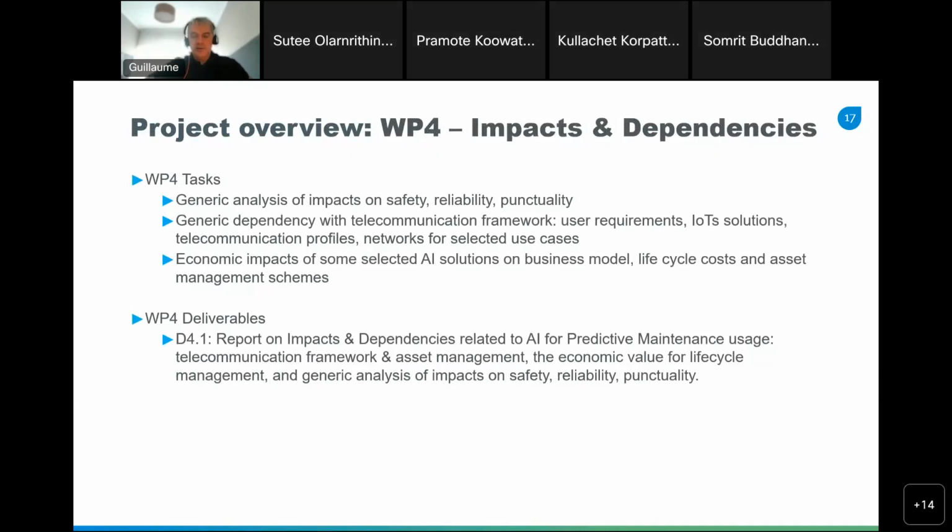And also, in addition to impact, we will discuss dependencies with the telecom framework regarding the user requirements, IoT solution, telecom profiles, and so on. And then we will have some economic impacts of the selection of the AI method and tools. And the deliverable will be a complete report for these different tasks I already enumerated here.